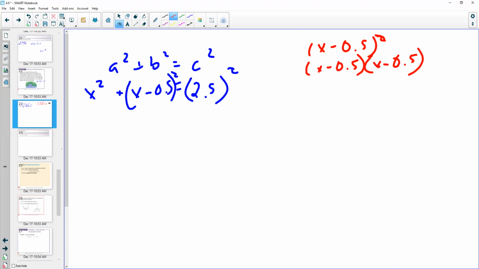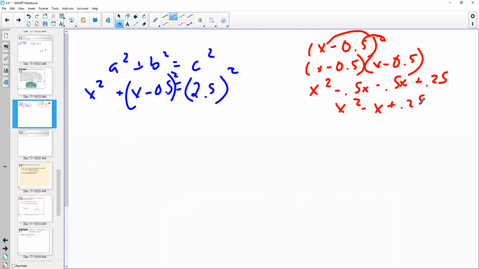It does not mean ever to distribute that exponent. That is not how it works. You have to FOIL. If you distribute the exponent, you'll be missing a term and your answer will be wrong every single time. Okay, so this is going to be x squared, we FOIL, minus 0.5x minus 0.5x plus 0.25. Okay, so that's going to be x squared minus 1 whole x plus 0.25.